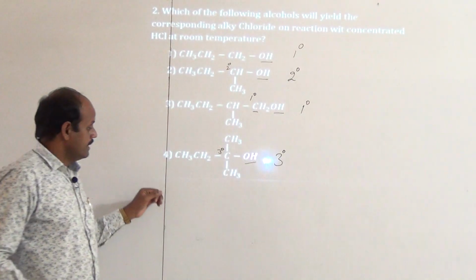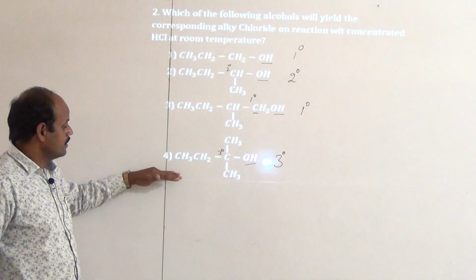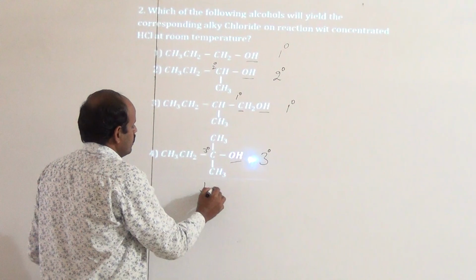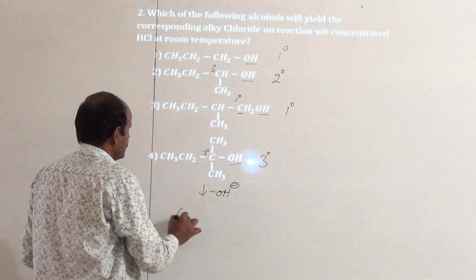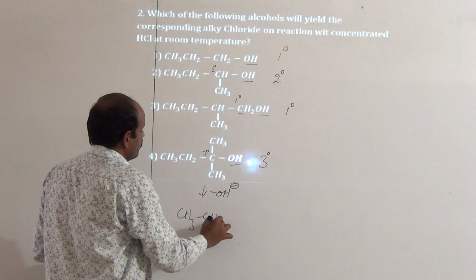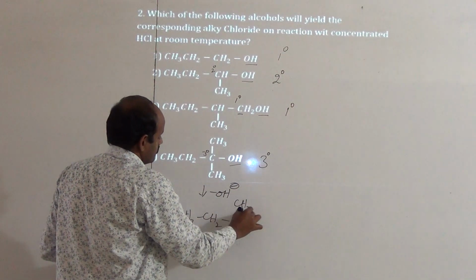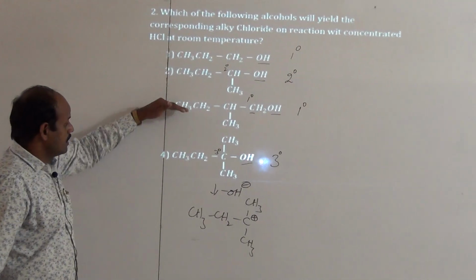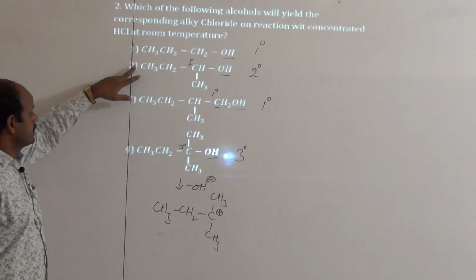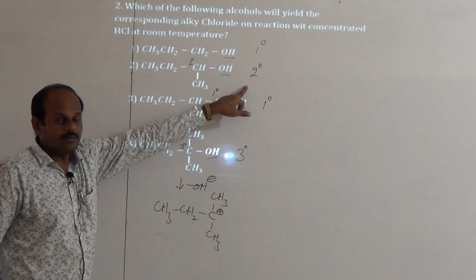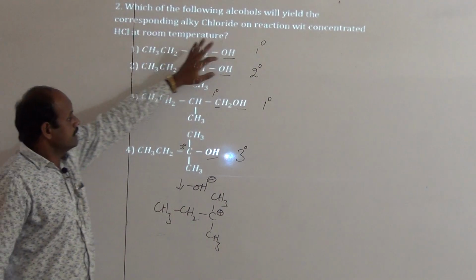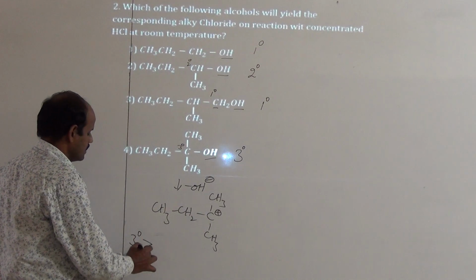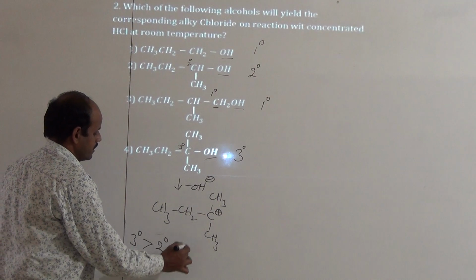Just now we discussed which type of alcohol undergoes reaction easily: tertiary, because after removal of OH minus ions, we get a more stabilized carbocation. In the third option we get a primary carbocation, in the second option we get a secondary carbocation, and in the first option we again get a primary carbocation. What is the stability order? Tertiary carbocation is more stable than secondary, next primary.